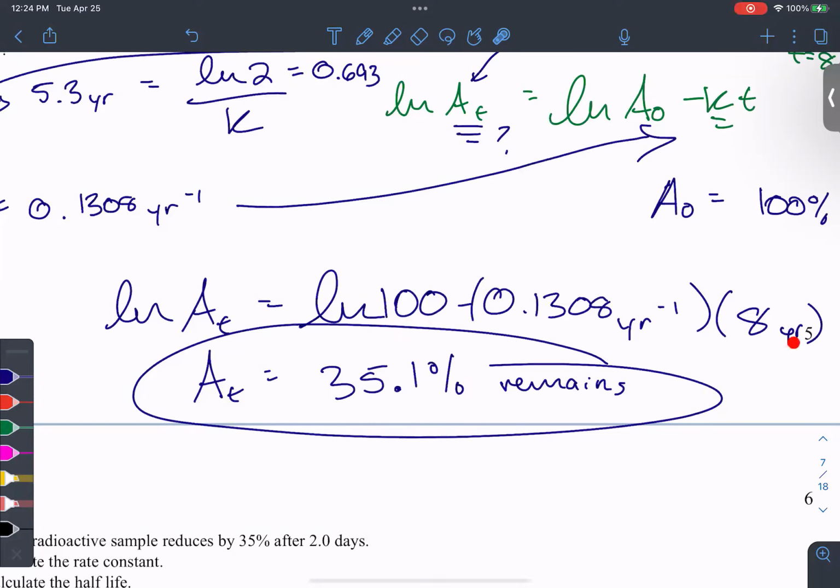is look at the unit of K. See how the K unit is just time? There's no concentration unit in there at all. So it doesn't matter what the values of A sub t and A sub 0 are, as long as they're the same. They could both be gram amounts, they could both be percentages, they just have to be the same. And it's because of the unit of the first order K rate constant.